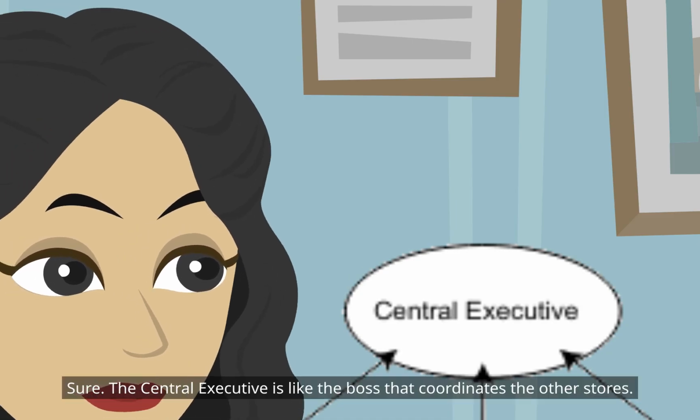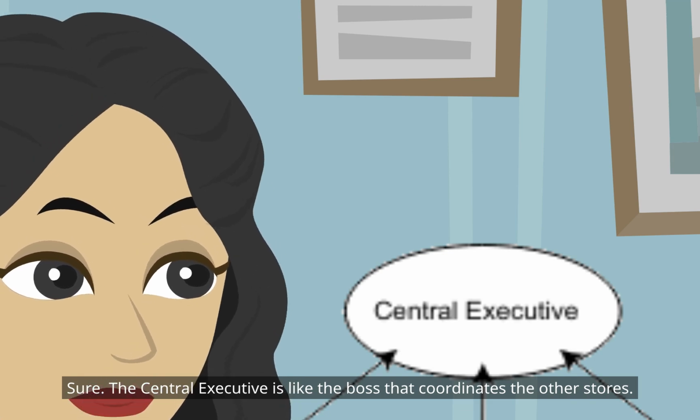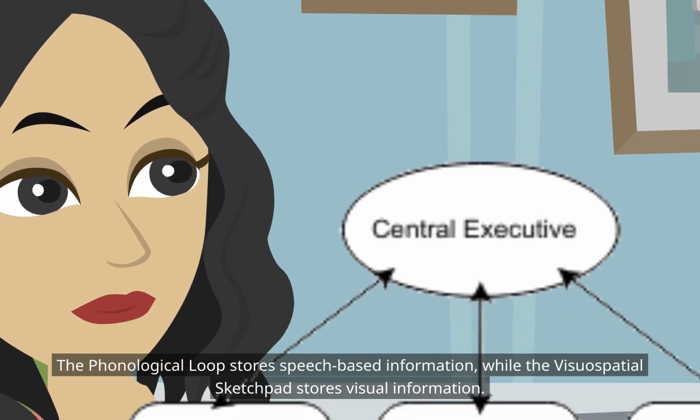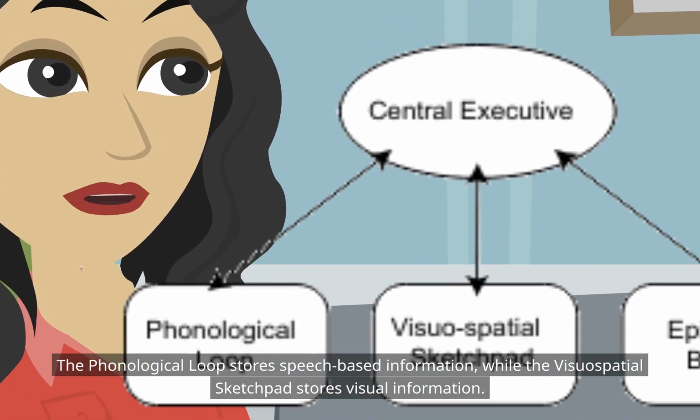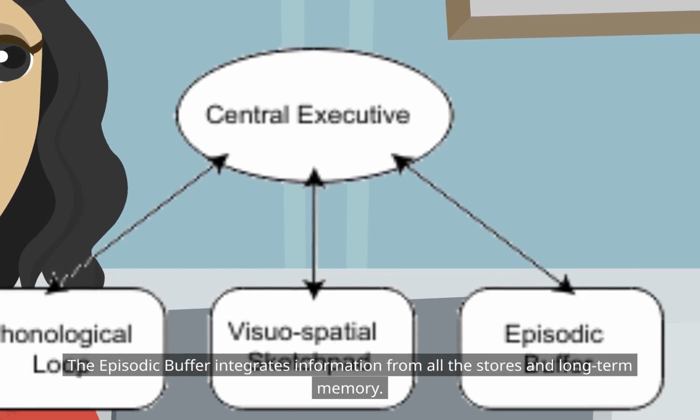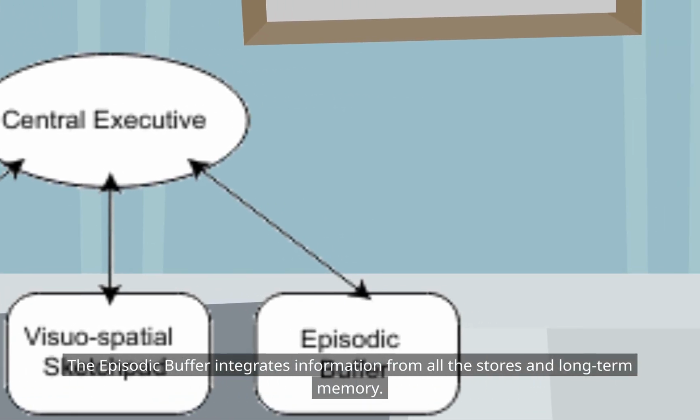Sure. The central executive is like the boss that coordinates the other stores. The phonological loop stores speech-based information, while the visuospatial sketchpad stores visual information. The episodic buffer integrates information from all the stores and long-term memory.